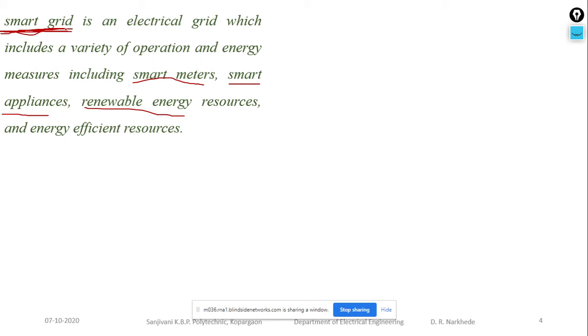Smart means what? It will just do its work on its own. Smart grid is a combination of fields: electrical engineers are working there, mechanical engineers, electronics, computer, everyone is working in that field, to make the grid self-sufficient, to make the grid self-healing, to make the grid adaptable to changing situations. So the smart grid is an electrical grid which includes a variety of operations and energy measures. Energy measures मध्ये काय, smart meter आहे. मग smart meter म्हणजे काय आता?